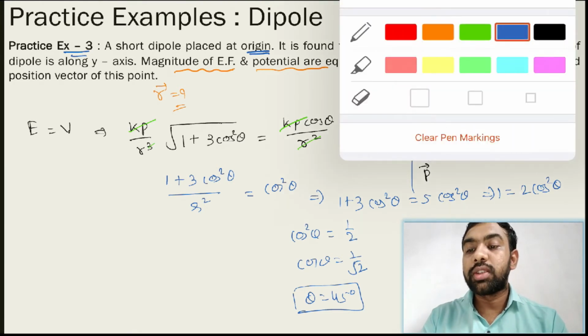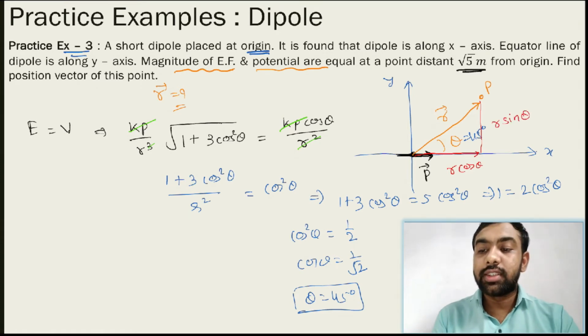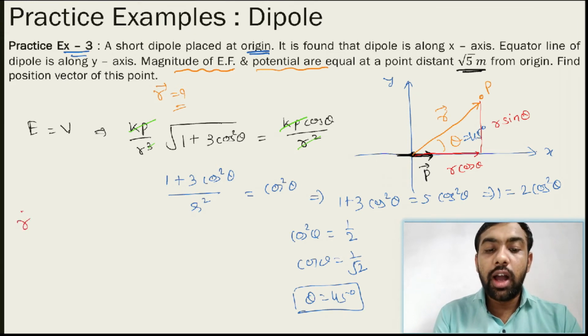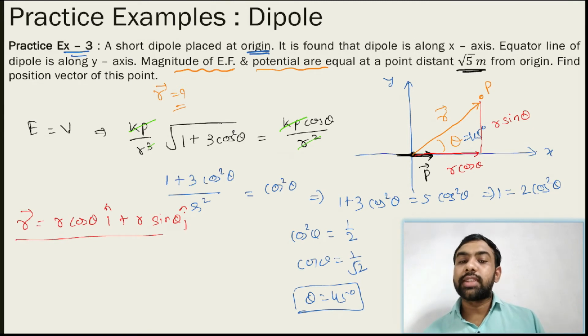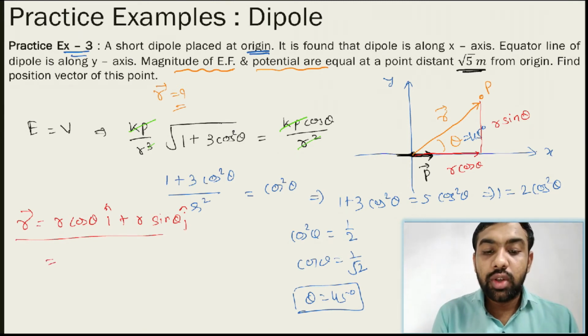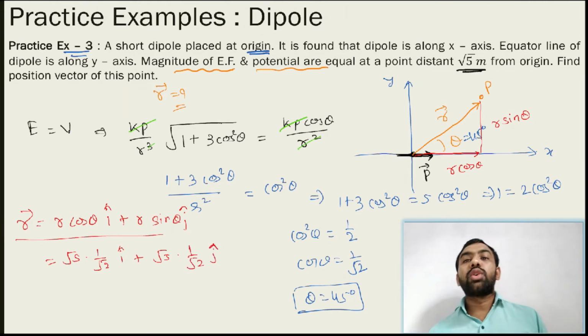Very simple, we want a position vector R. So take the component of this R along the x-axis, which is R cos theta, and along the y-axis R sin theta. So R is equal to R cos theta i plus R sin theta j. Put in all these values: R is root 5, cos theta is 1 upon root 2, i, plus root 5 into 1 upon root 2, j.